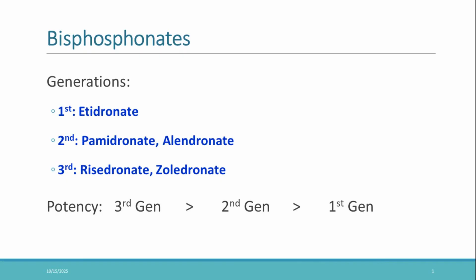The potency of these generations is incremental. That means the third generation is much more potent than the second generation, and the second one is much more potent than the first. Just recall that potency means the ability to bring about a physiological action at a much lower dose.